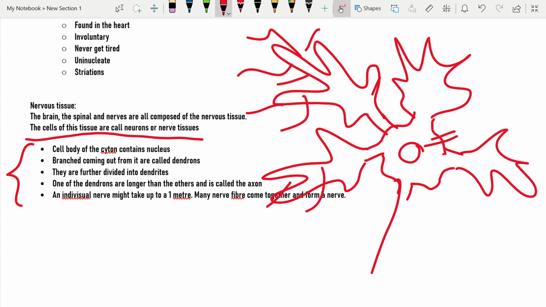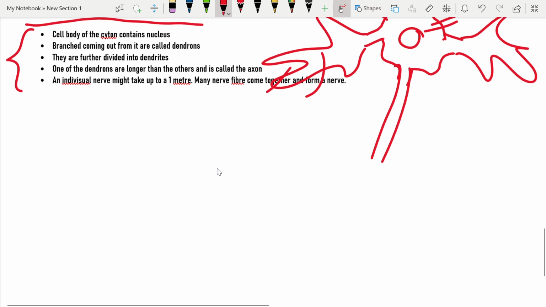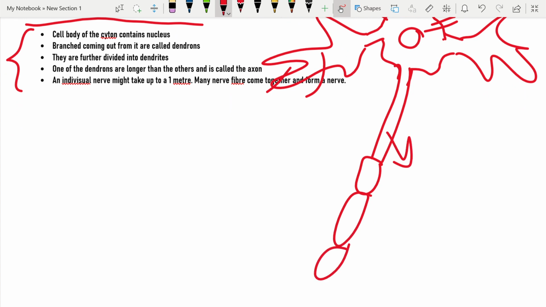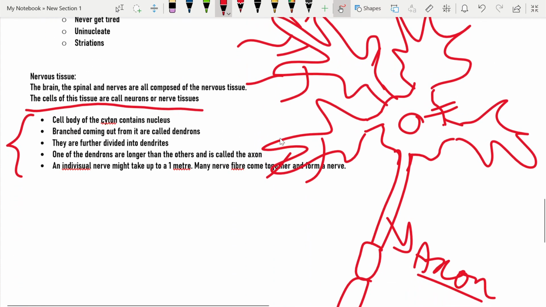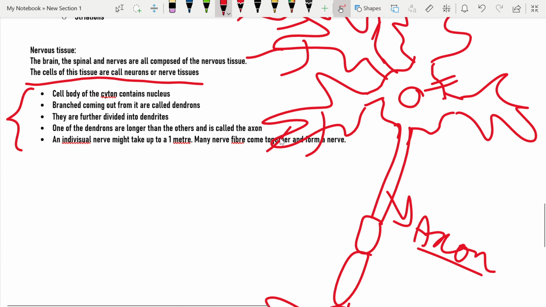This is how an axon looks like. We've also got these things coming out of it because it is still a dendron. And an individual nerve fiber can take up a meter. And many nerve fibers come together to form a nerve. So here we've got our nerve, and we've got how a neuron might look like. It's very different from a normal cell, but that's how it looks.